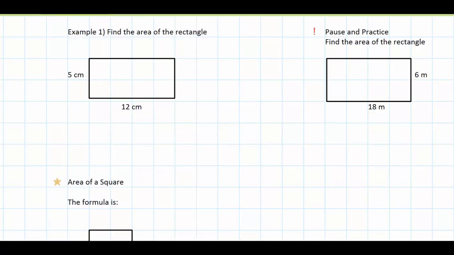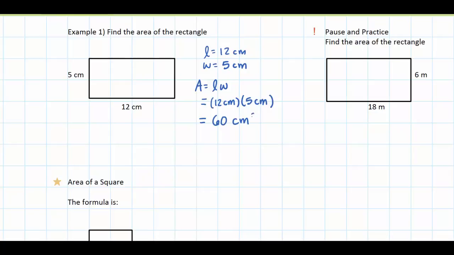Example 1 says, find the area of the rectangle. Let's define the length as 12 centimeters and the width as 5 centimeters. So A equals length times width, so A equals 12 centimeters times 5 centimeters. This is 60 centimeters squared, or 60 square centimeters. The centimeters are squared because we took centimeters multiplied by centimeters.